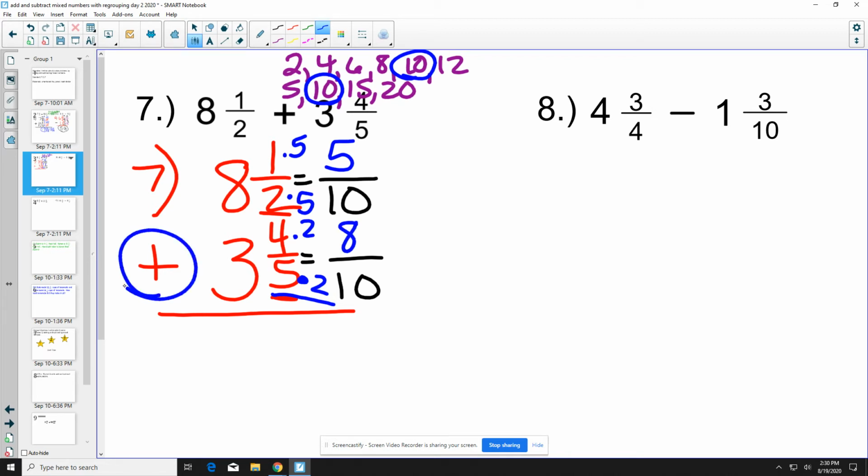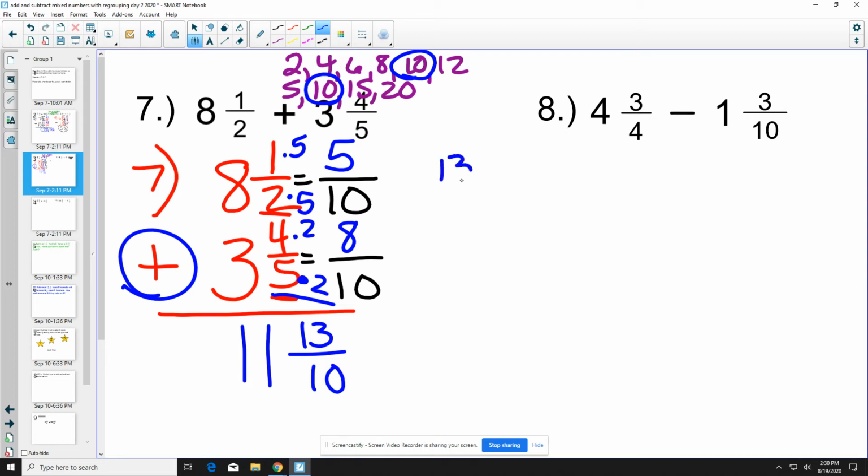Now I'm adding, this is an addition problem. So I'm going to add 5 tenths plus 8 tenths to get 13 tenths. And then I'm going to add my whole numbers. 8 plus 3 is 11. Do you think that's my final answer? No, it's not, because 13 tenths is improper.